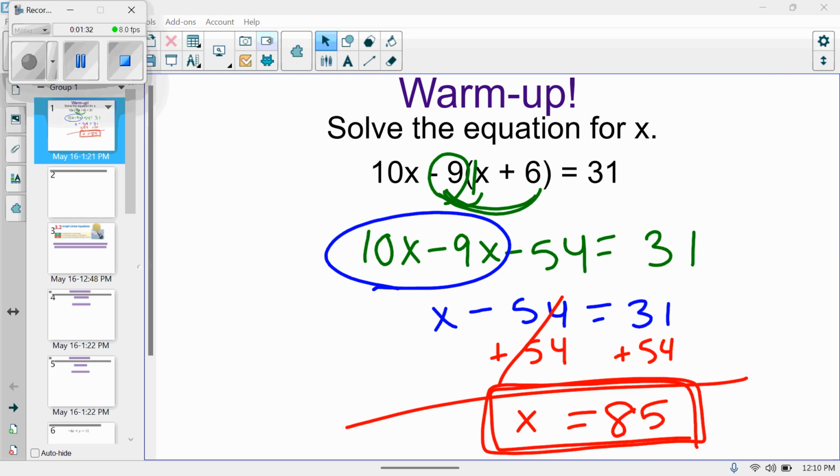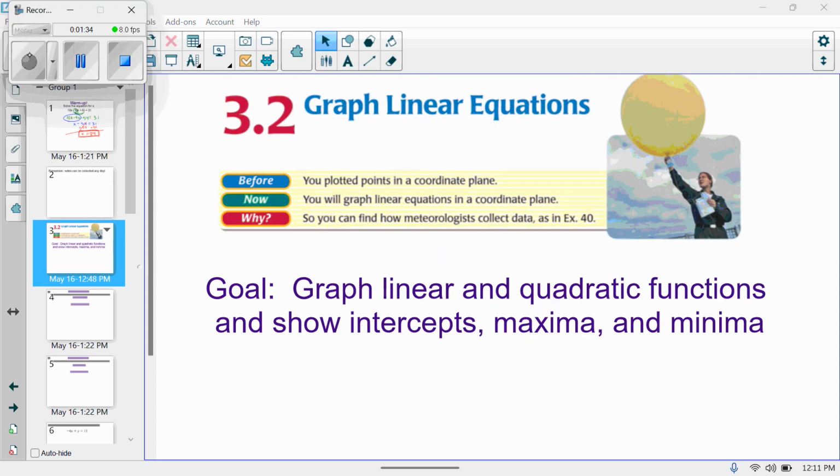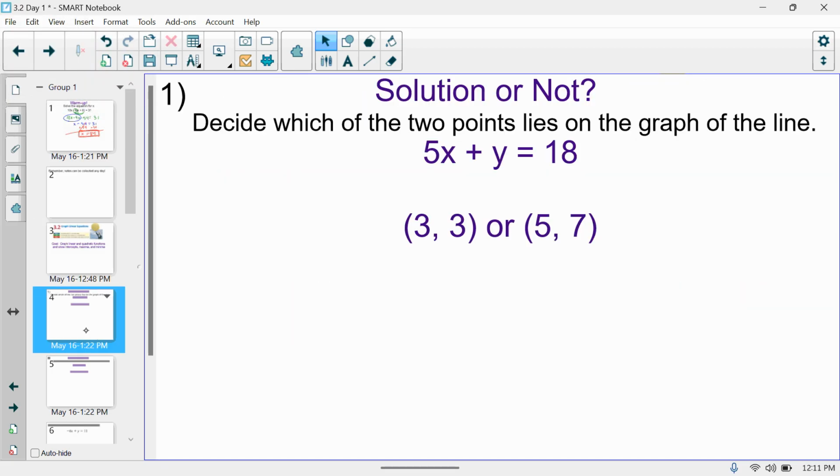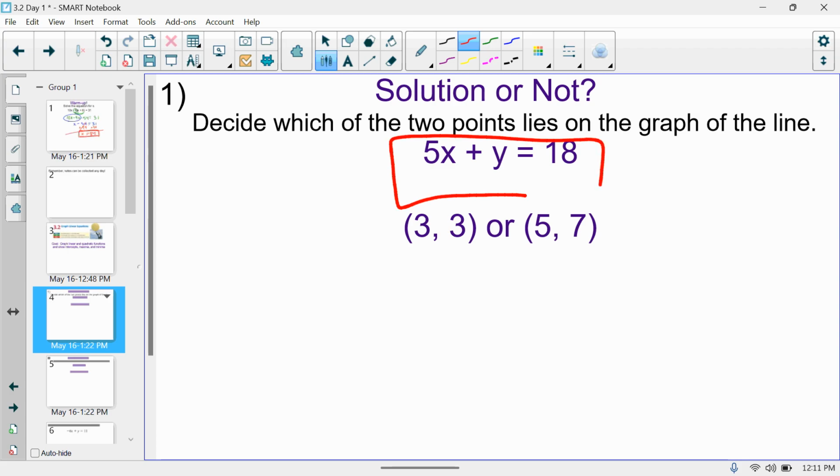Great job. We are moving on to section 3.2 today. We did 3.1 the last couple of days. So we're going to learn a couple different concepts today, but it's going to have to do with graphing lines. So this first problem says, solution or not, decide which of the 2 points lies on the graph of this line. Now, we're not going to actually make a graph of the line, though. There's a different way we can figure this answer out without doing that, okay?